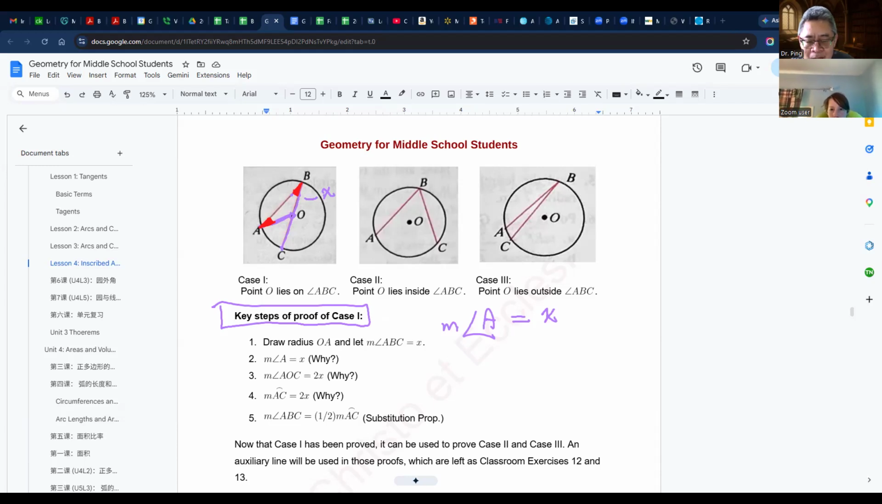Look at the triangle. What kind of triangle is that? It's an acute triangle. No, it's not acute. Actually, this is an obtuse triangle, but it's a special kind of triangle.